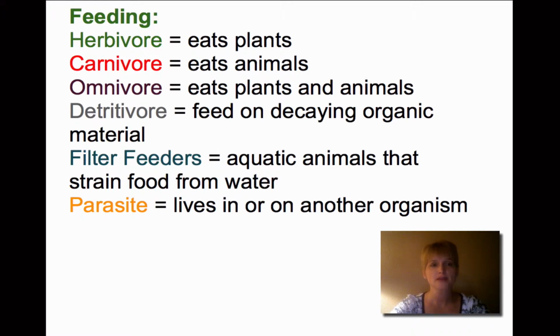There's some vocabulary here, and the first way is herbivore. An herbivore eats plants only, and then a carnivore eats animals. An omnivore eats plants and animals, so most humans are omnivores. A detritivore feeds on decaying organic matter, so a detritivore would be like a fungus. There's filter feeders. These are aquatic animals that just strain the food from the water. And then there's parasites, and these are animals that live in or on another organism.